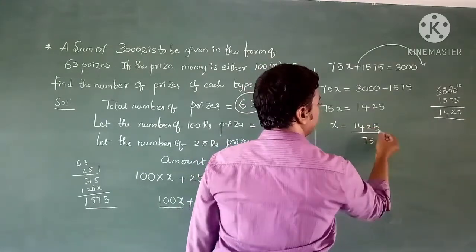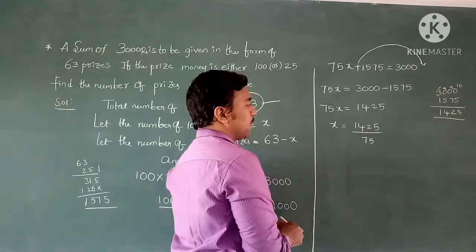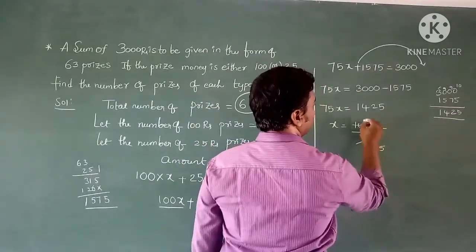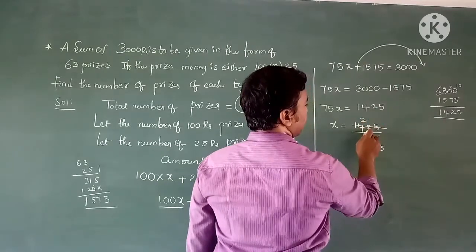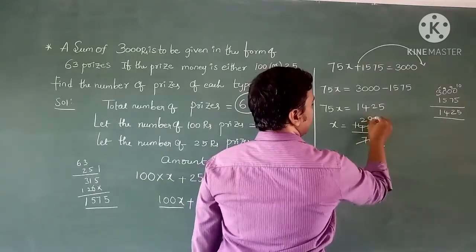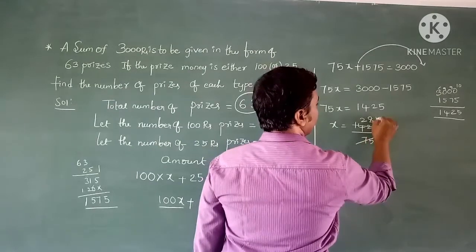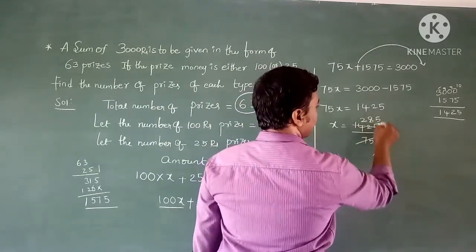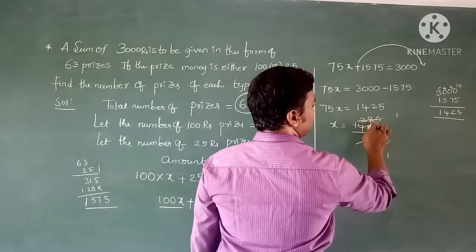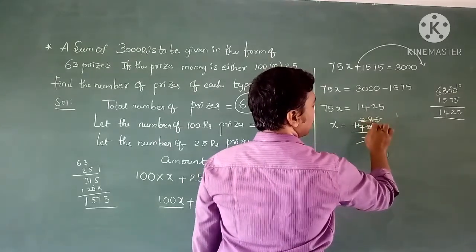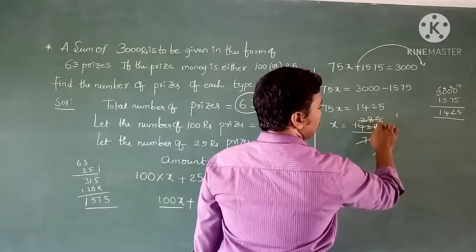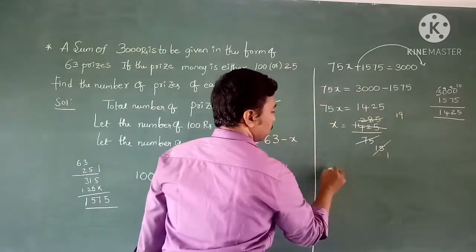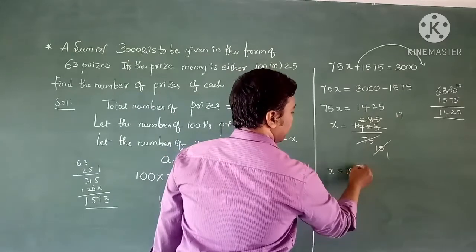x is equal to 1425 by 75. Calculating with 5: 5 15 is 75, 5 2 is 10, 4 remainder 42, 5 8 is 40, 2 remainder 25. Once again, calculating directly with the 15 table: 15 ones are 15, 28 minus 15 is 13, remainder 135, 15 9s are 135. So x is equal to 19.